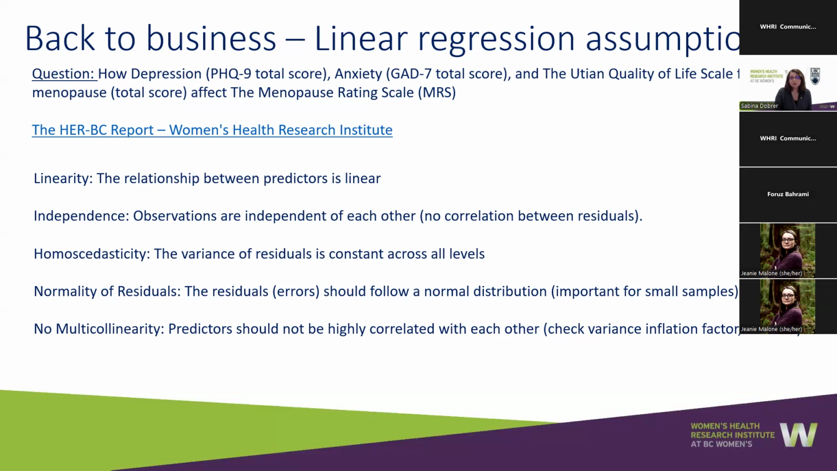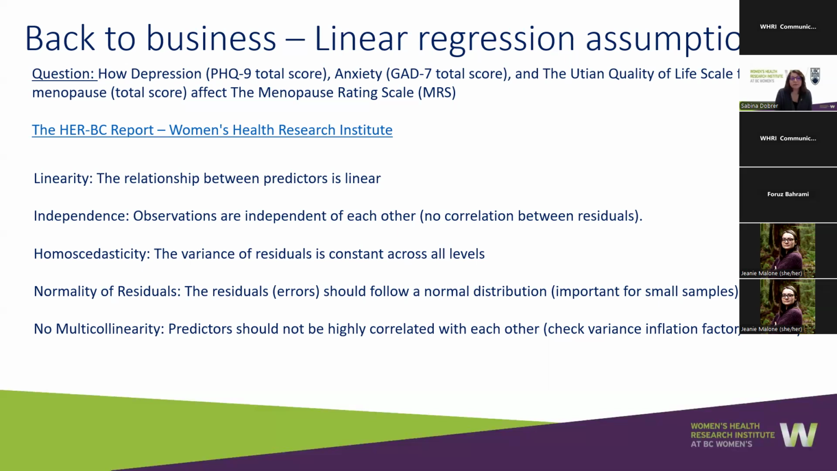So what we're going to do for linear regression, we will check a lot of assumptions. We need to ensure that the relationship between all our predictors and our outcome, the MRS score, is linear. We need to be sure that observations are independent of each other. So basically, there is no correlation between our residuals, our error, the difference between actual values and regression values.